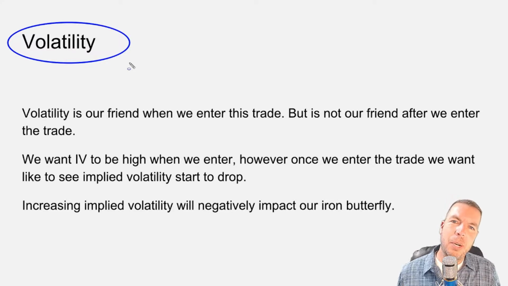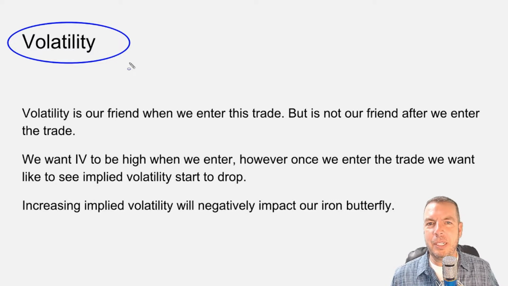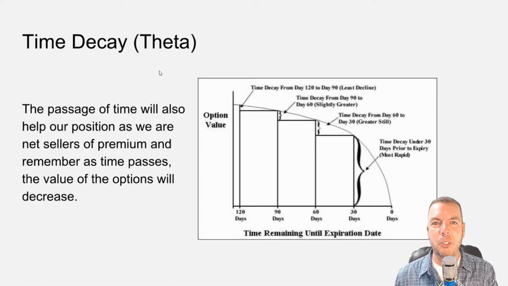But once we sell that trade, implied volatility is not our friend. We want implied volatility to start to go down once we make that trade, because if we sold this position and then implied volatility started to increase, those short strikes that we sold are really going to suffer a lot. That makes those options go higher, and we want to buy those options back at a lower price. So we want to see that IV start to drop once we make that trade. Increasing IV is going to negatively affect our trade.